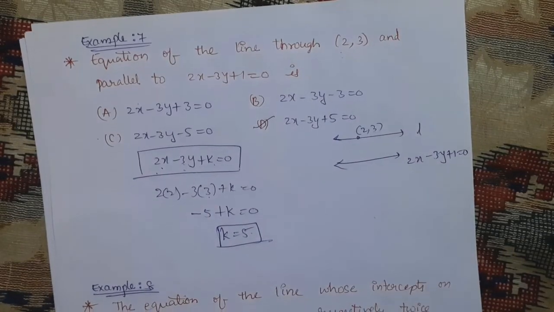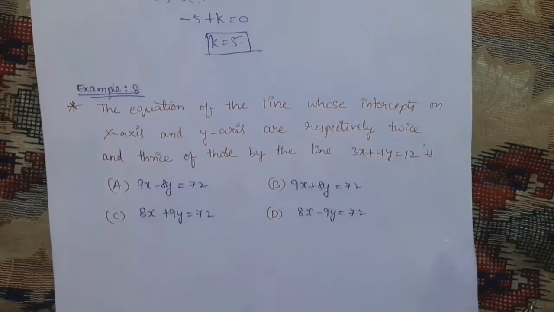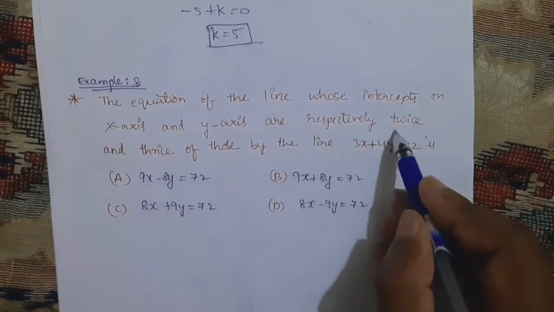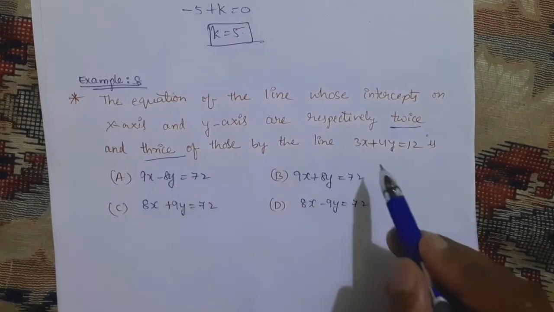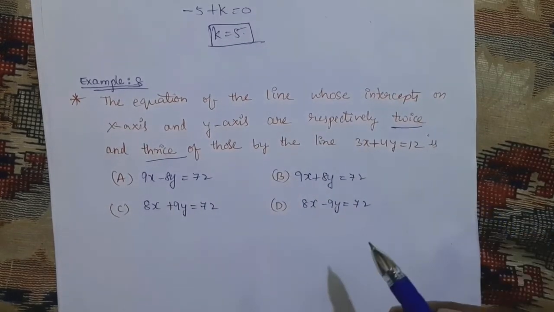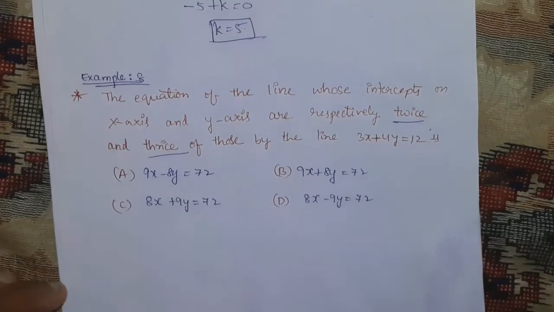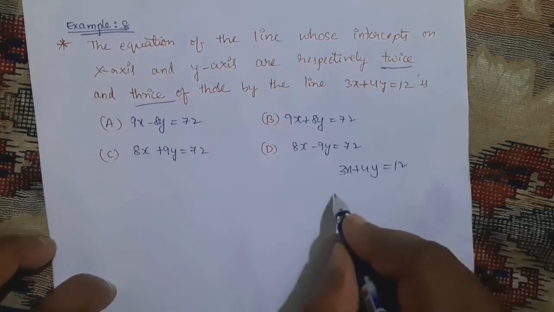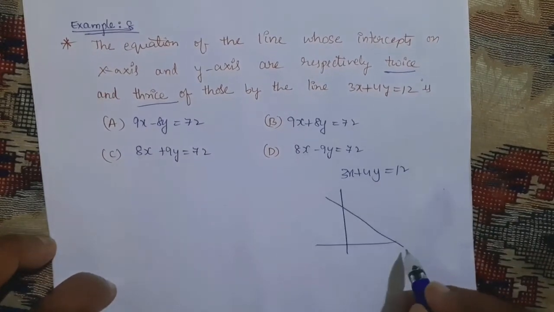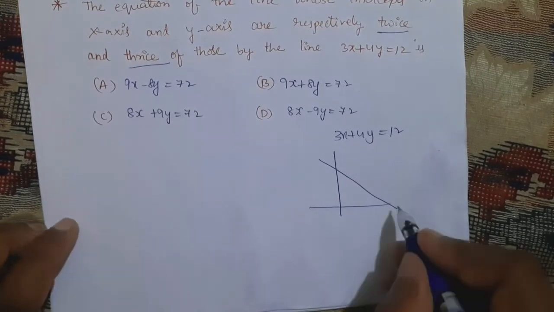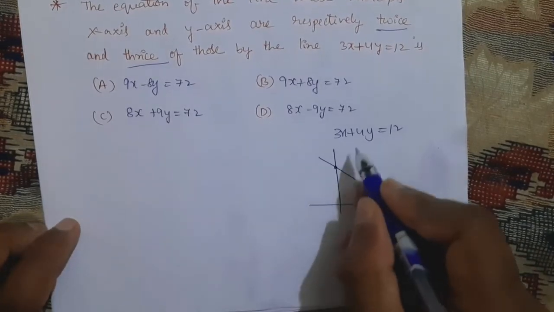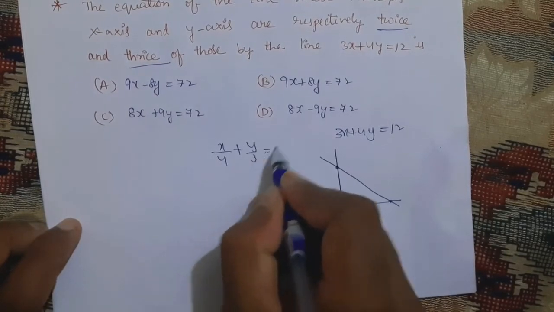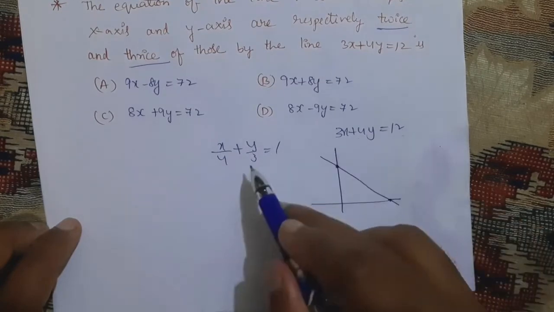Okay. Next one. The equation of the line whose intercepts on the x-axis and y-axis are respectively twice and thrice of those by the line 3x plus 4y equal to 12 is. Now this is the equation given, that is 3x plus 4y equal to 12. So this is the line 3x plus 4y equal to 12. That means if you convert into intercept form, this will become x by 4 plus y by 3 equal to 1. How to convert? Divide by 12 and you will get the intercept form.